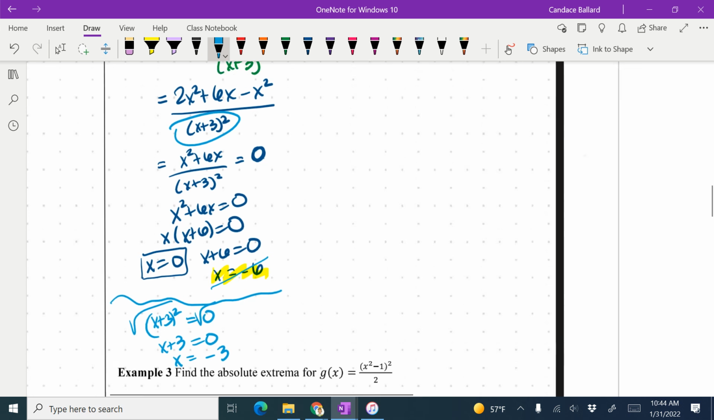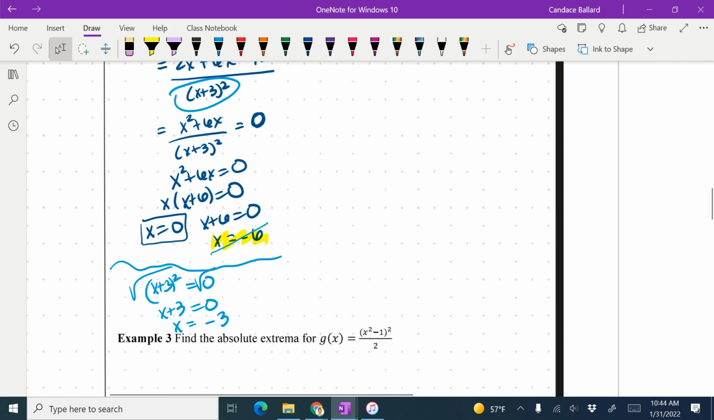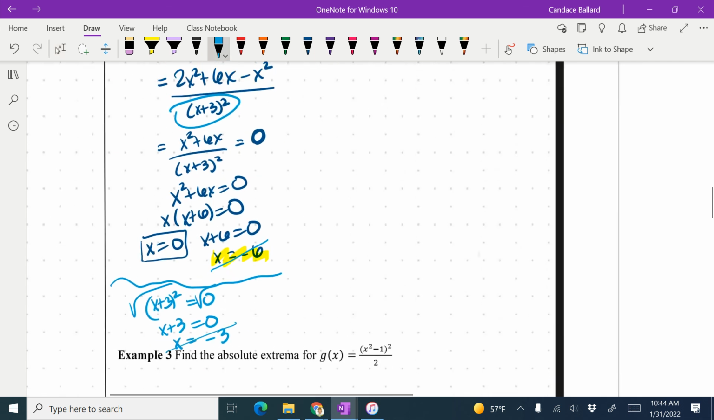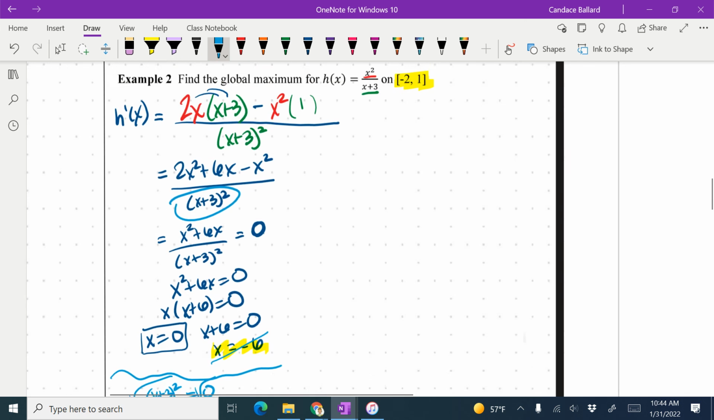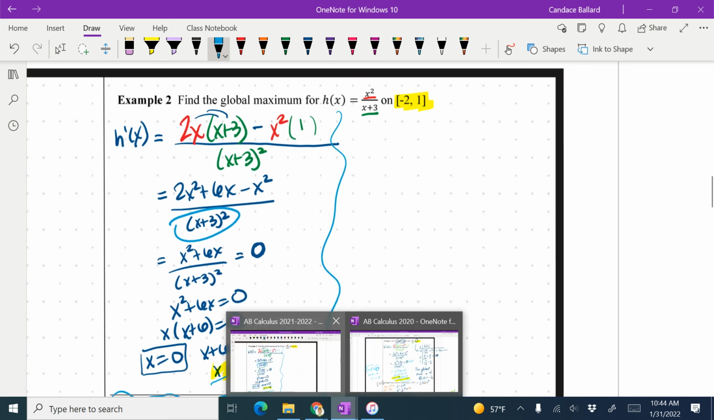All right, is negative 3 inside our interval? No. Had that interval been negative 4 to 1, though, we would have had to put the negative 3 in. Okay, so we got lucky, and we don't need this one either. So we're just going to do the candidates test with 0, negative 2, and 1. Okay, so put my candidates test to the right here.